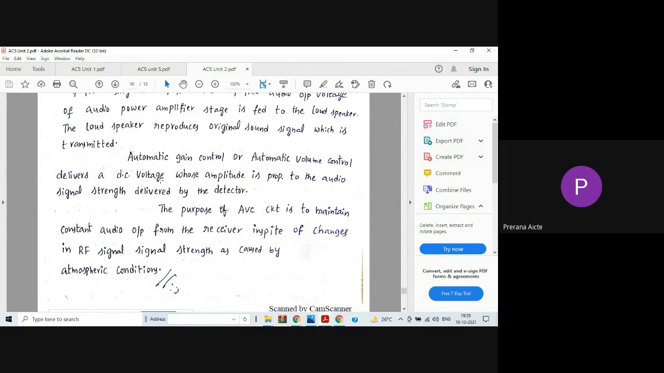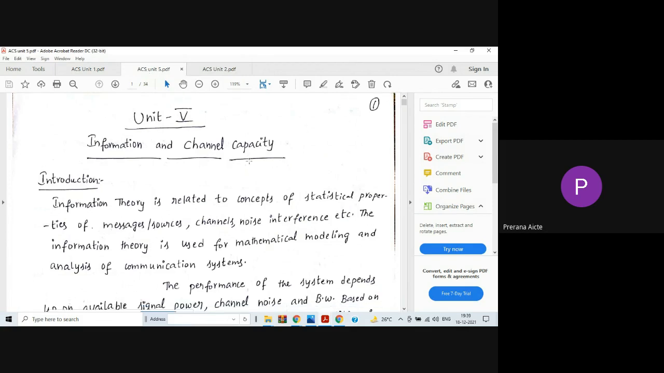detector. This is about amplitude modulation and its problems, frequency modulation, its generation methods and demodulation methods. Now we are going to discuss what is meant by entropy and what is meant by the channel capacity theorem. See here.